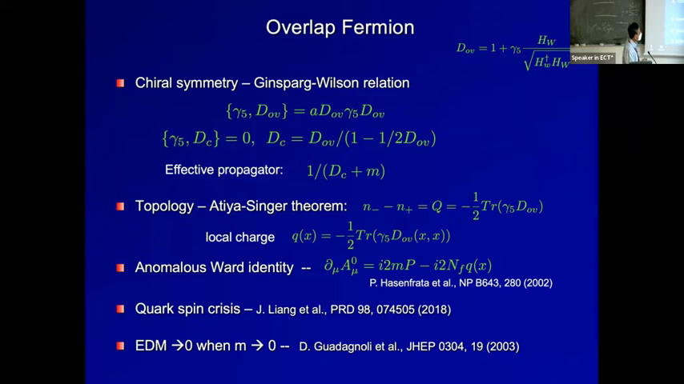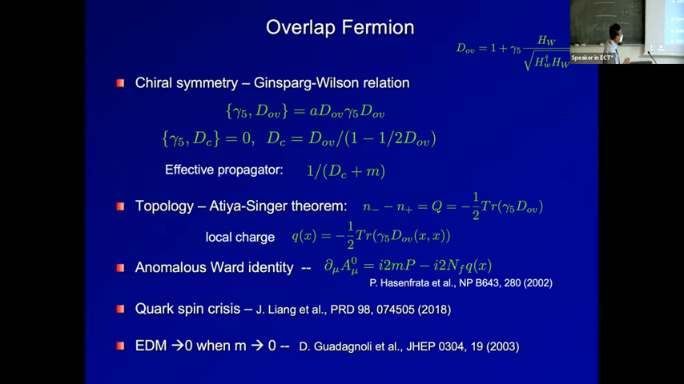So the overlap operator has the following structure. It's 1 plus gamma 5 times H_W, which is a Hermitian Wilson type of fermion, but it has a square root of this operator. So it's basically a matrix, the so-called matrix sign function. The eigenvalues will be 1 plus minus gamma 5. Therefore, it's exactly chiral for the massless case. And furthermore, it satisfies chiral symmetry, as has been shown.